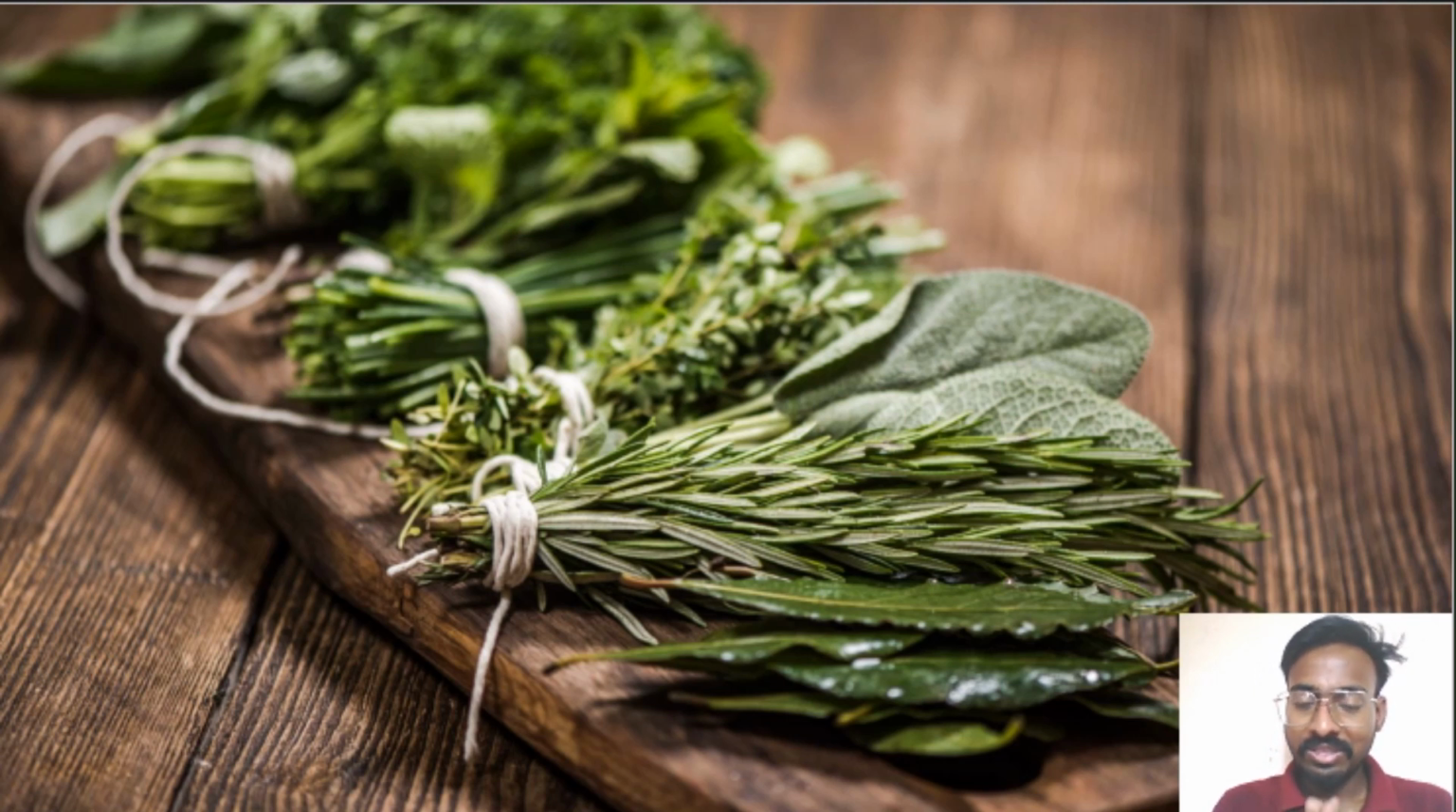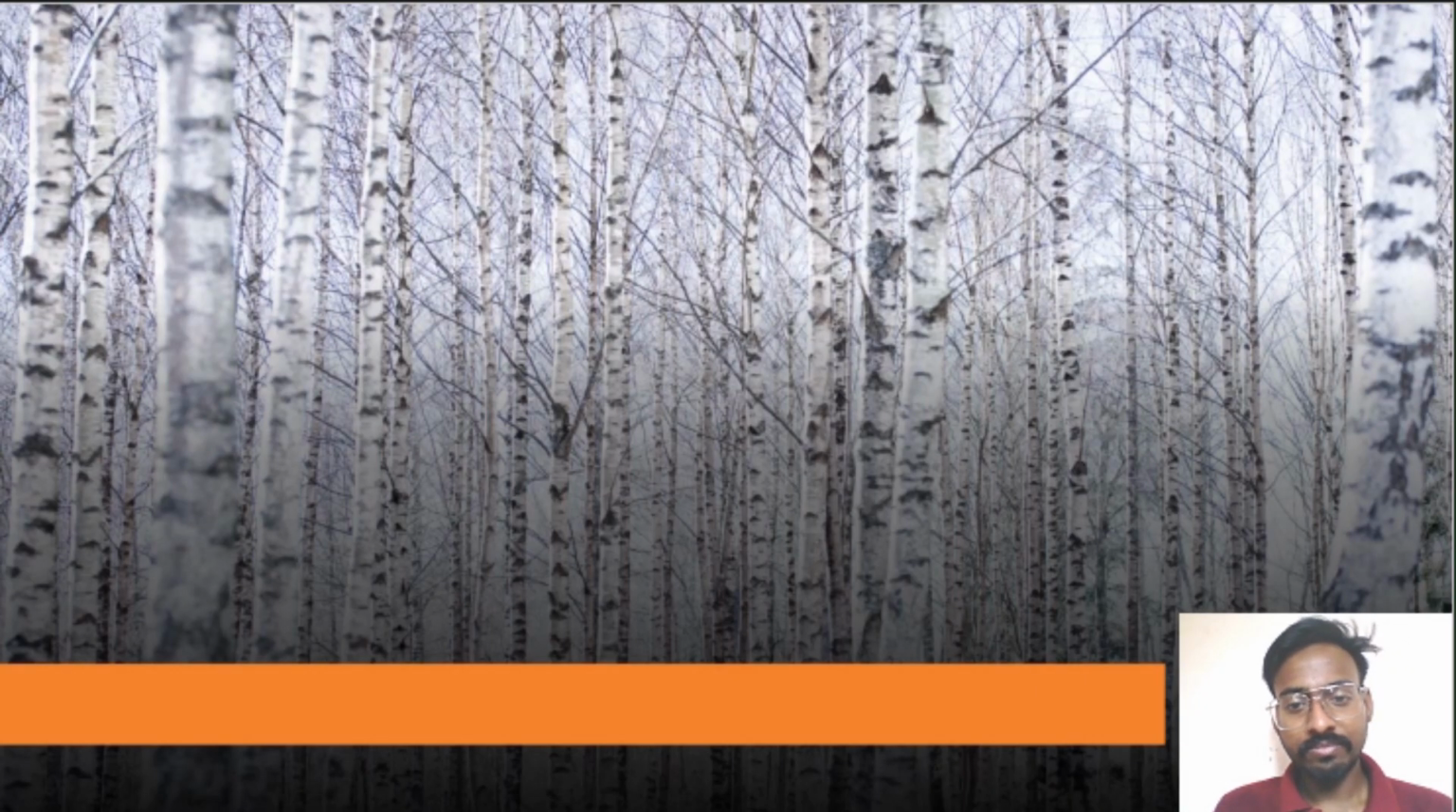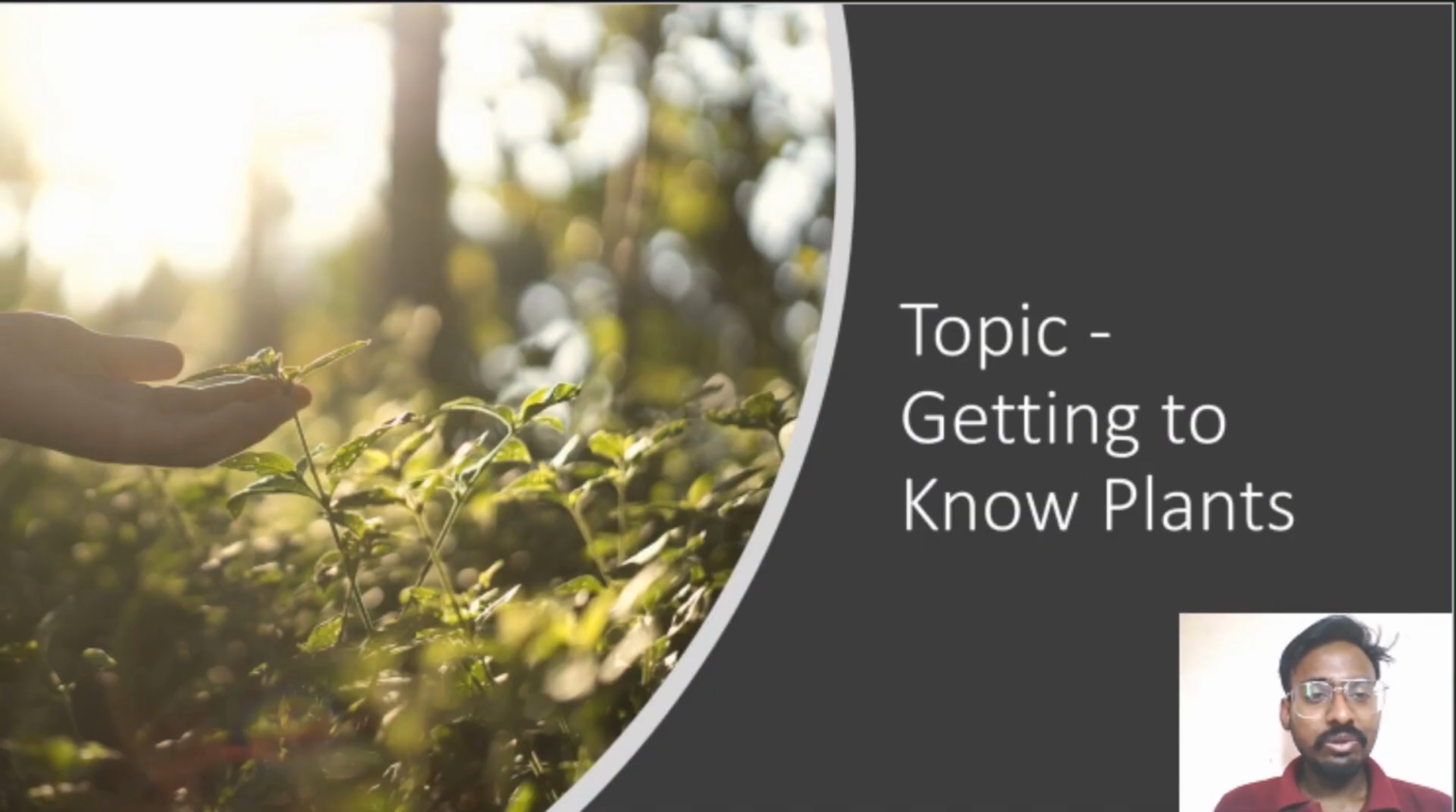First, this kind of plants you can observe, where there is no woody stem. Another thing, there are the hedges, which are relatively higher in height. And another type of plants, as we all know, the trees. So our today's topic is getting to know plants. How many kinds of plants are there?